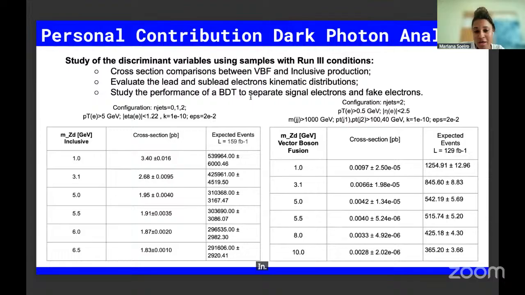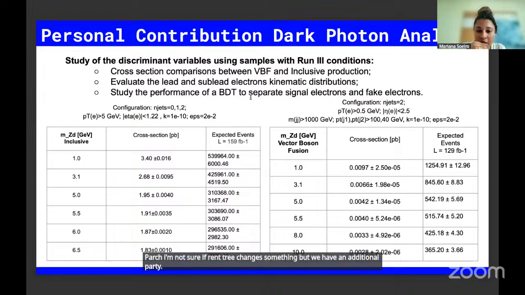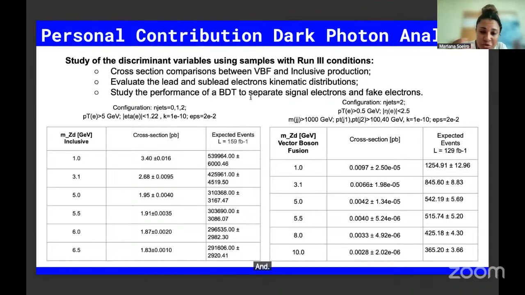At the ATLAS experiment, we have an additional part. I'm not sure if Run 3 changes something, but we have an additional part next to the beam, and it will be good to understand that. But at CMS, I'm trying to understand how to proceed with that. At the moment, I don't know.